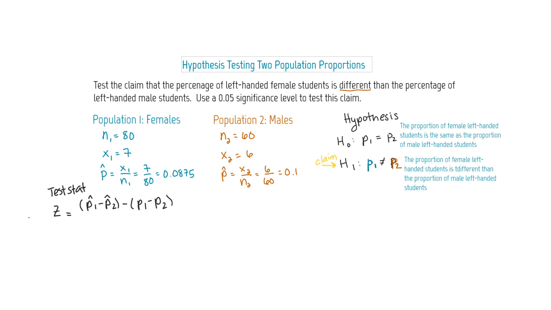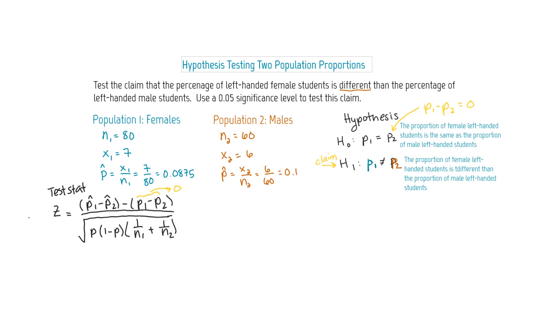Well, the claim here, remember the null hypothesis is assumed true until proven otherwise, right? The claim is that P1 equals P2. So if you think about that claim as a subtraction problem, P1 minus P2 is equal to 0. So this piece right here is almost always 0 in these problems, unless otherwise indicated. And then we go ahead and divide by this expression, the square root of P times 1 minus P times 1 over N1 plus 1 over N2.